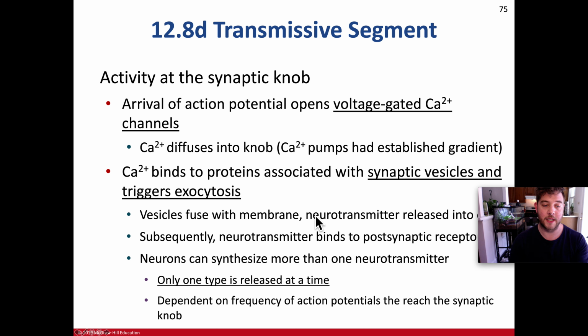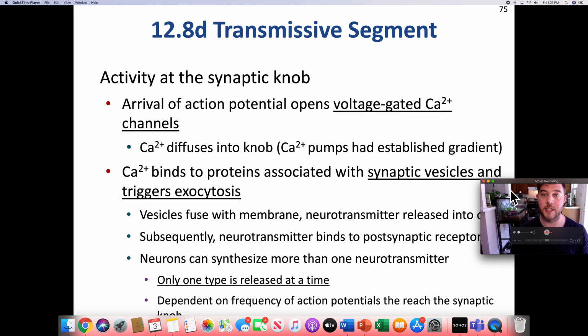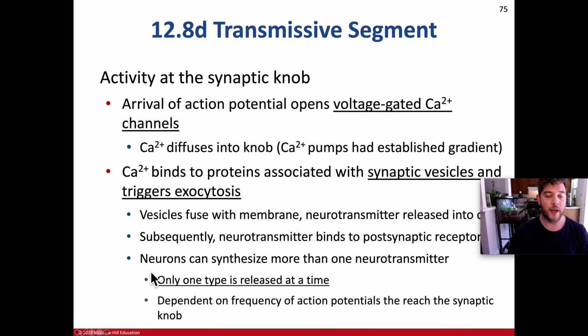And that's exactly what this says. It's just vesicles fused with the membrane. The neurotransmitter is released into the cleft, the synaptic cleft. You have neurotransmitter binding to postsynaptic receptors. So the neurotransmitter is released from a presynaptic neuron and it binds to a postsynaptic receptor. Remember, get those straight. You have the presynaptic neuron releasing the neurotransmitter, the postsynaptic neuron having neurotransmitter receptors.